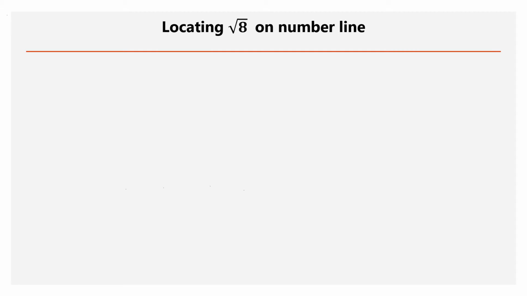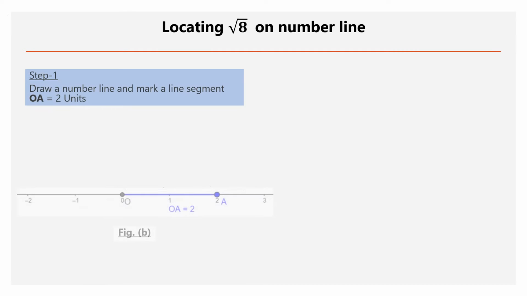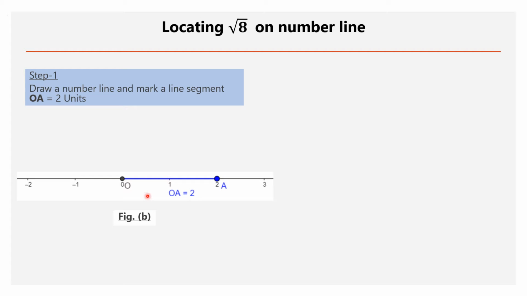Let us start with drawing a number line. On the number line, positive integers are marked on the right side of 0 and negative integers are marked on the left side of 0. Next, mark point O at 0 and point A at 2. Draw the line segment OA joining points O and A. Length of line segment OA will be 2 units.